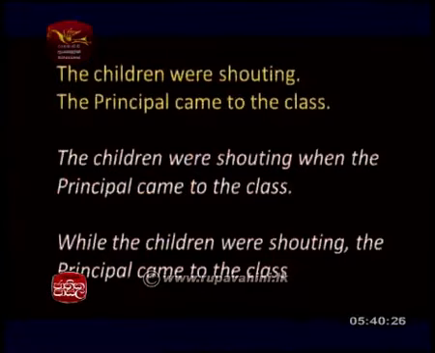We can next use the word while as well. While the children were shouting, the principal came to the class.